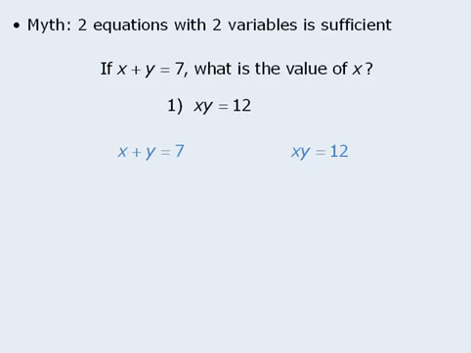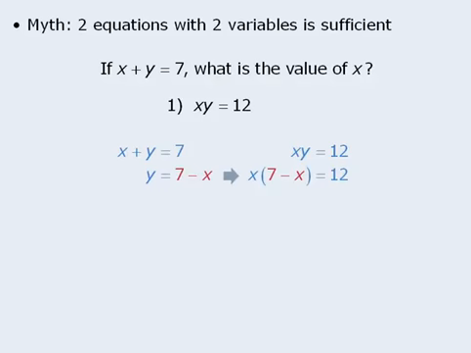Let's see why. First, we'll take the equation x plus y equals 7 and solve it for y to get y equals 7 minus x. Then we'll take the y in the second equation and replace it with 7 minus x. We now have an equation we can solve for x.